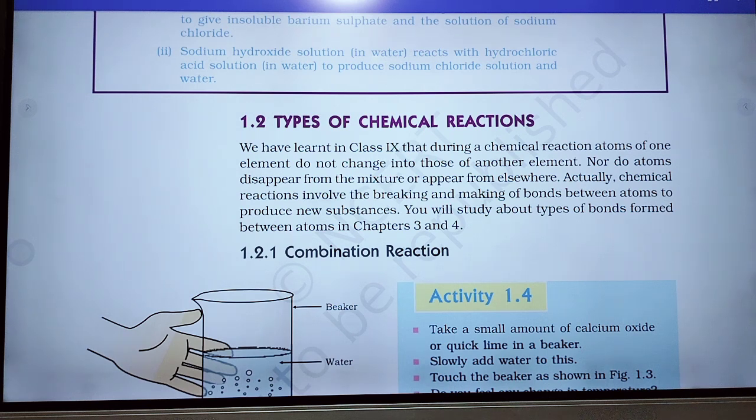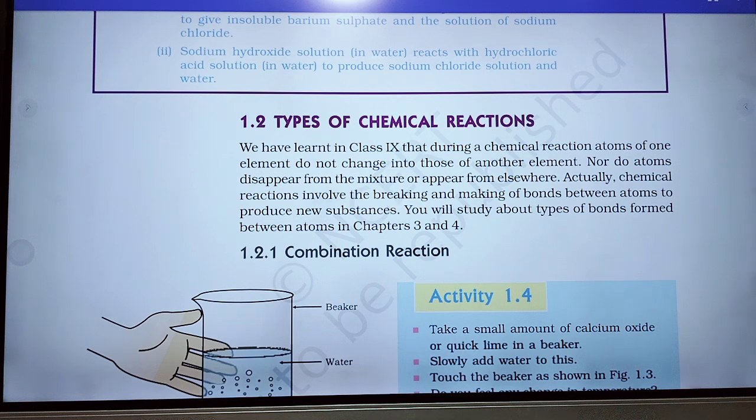Nor do atoms disappear from the mixture or appear from elsewhere. It means they cannot appear from anywhere else and cannot disappear from the mixture. Actually, a chemical reaction involves the breaking and making of bonds between atoms to produce new substances.